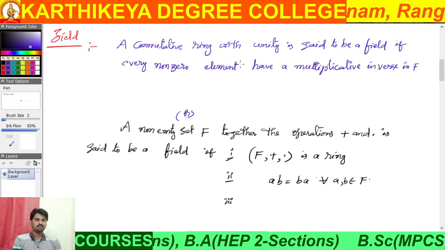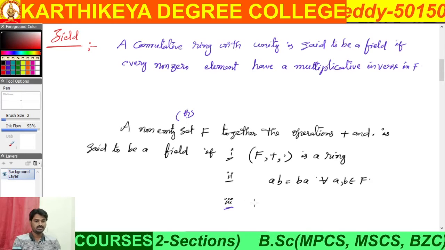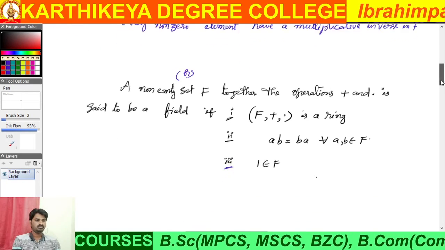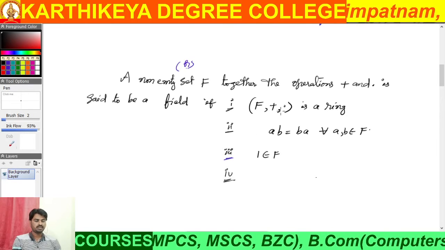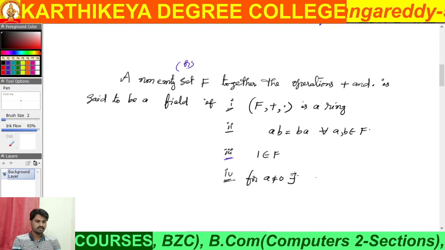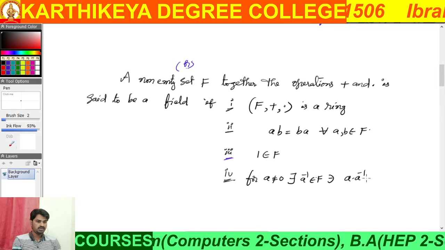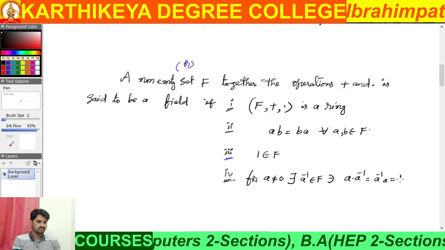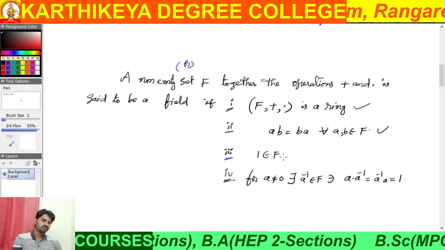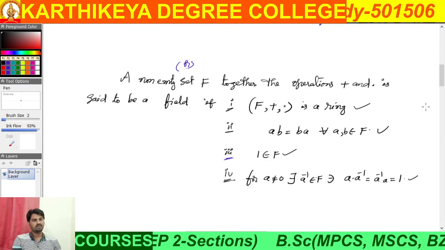So that means here commutative ring with unity. Unity means here I am going to write unit element, that is identity element, so that is 1 belongs to F. This is the multiplicative unity. Okay, next one. Fourth property is every non-zero element. For a non-zero element A, there exists its inverse element in the set F such that A into A inverse is equal to A inverse into A is equal to 1. Okay, this is the property. Commutative ring with unity, and also every non-zero element has the multiplicative inverse. This is the definition of the field.